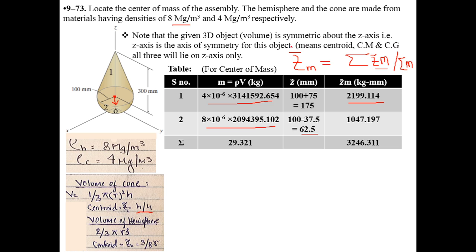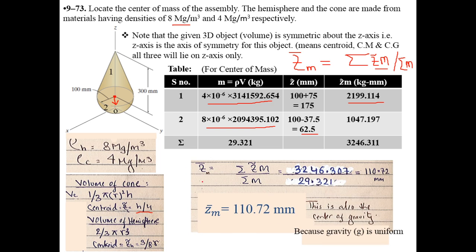So looking at this formula, we have this summation, and we have the summation of masses now, so we can calculate the center of mass for this volume. Center of mass is summation of z tilde m upon summation of m. So 3246.311 or 307 is approximately 31 divided by 29.321 gives you 110.72 millimeters. So the center of mass of this composite volume measured from the origin O is 110.72 millimeters.